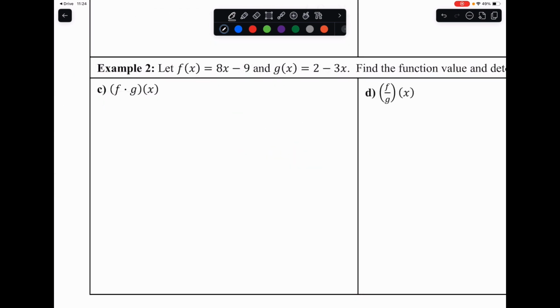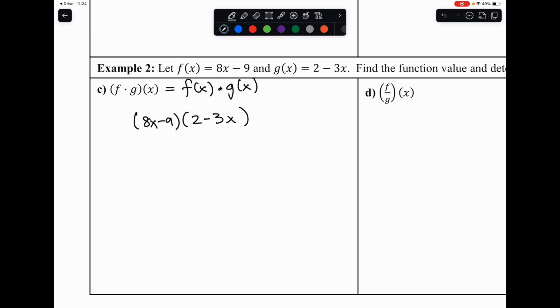Now let's look at example 2. In example 2, we have two different functions, but this time we want to multiply our two functions. So f is 8x minus 9, and g is 2 minus 3x. As indicated, this notation means to get this function in terms of x, and this function g in terms of x, and multiply them together.